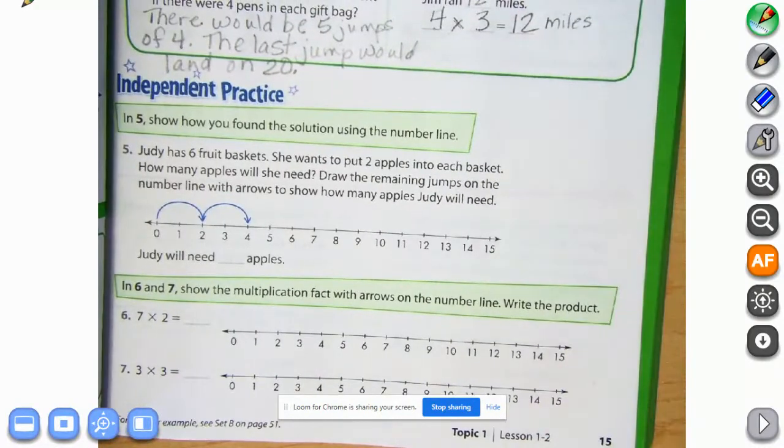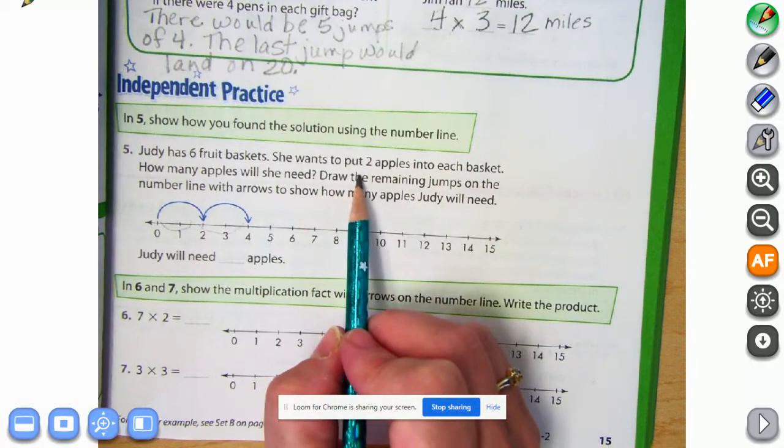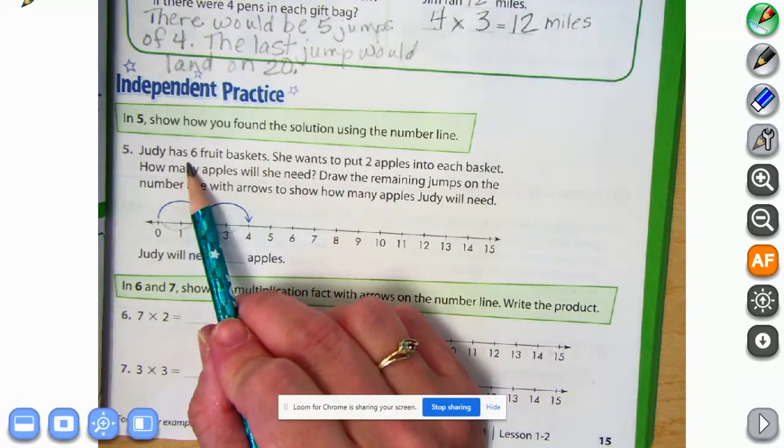All right, number 5 says, Judy has 6 fruit baskets. She wants to put 2 apples in each basket. How many apples will she need? Draw the remaining jumps on the number line with arrows to show how many apples Judy will need. So she's jumping by 2 each time, and it says that she has 6 of them. So we're going to have to jump 6 times.